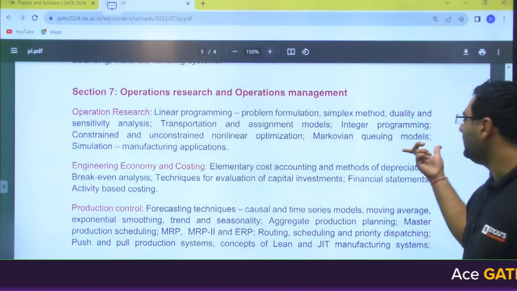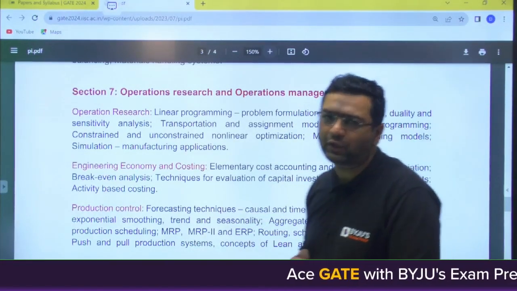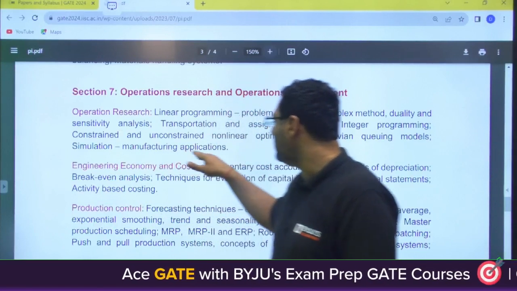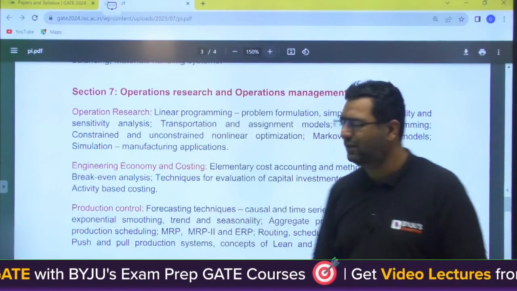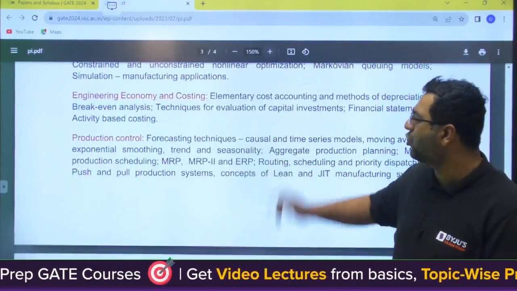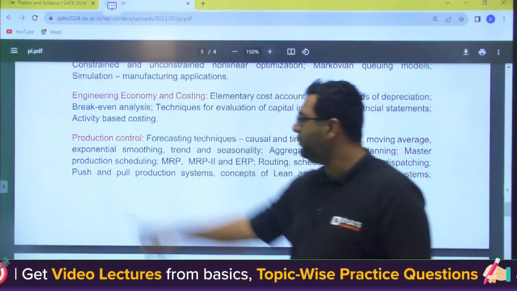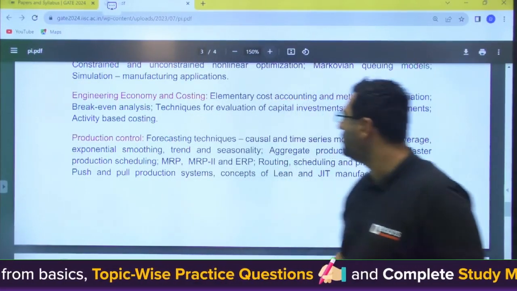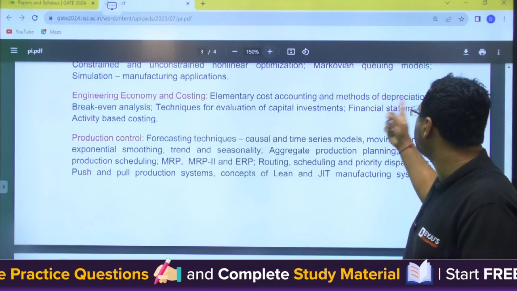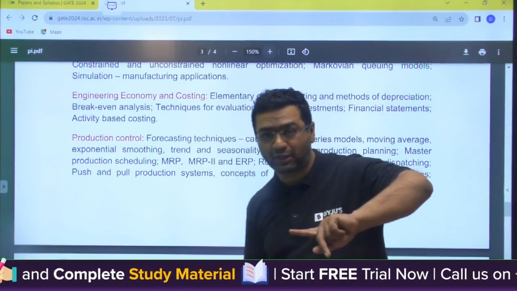Then Markovian queuing theories, you know that it is related to the queuing theory chapter. Simulation manufacturing application, this is also not there in mechanical syllabus. Then engineering economic and costing. If you see break-even analysis, you study in the industrial engineering. Elementary cost accounting and methods of depreciation, you study in basics of project management.